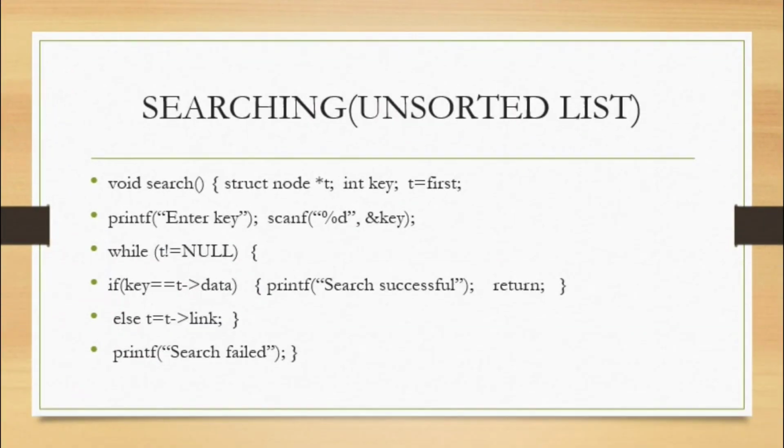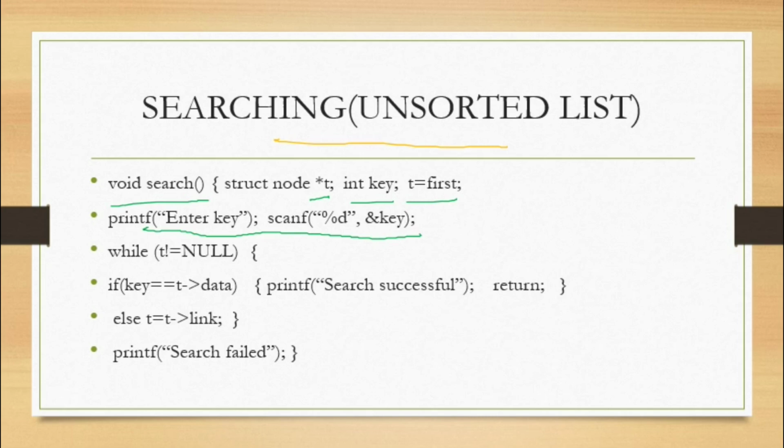Okay, so let us see this now. Searching on an unsorted list. This is the function name, students, and t of course is of type node. Then you need to take a key here. You do t is equal to first. Both t and first will point to the same node. Then you need to enter the key. You should know what you are searching for. Then you take a key, the searching element.